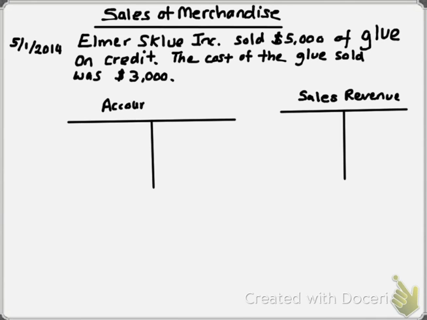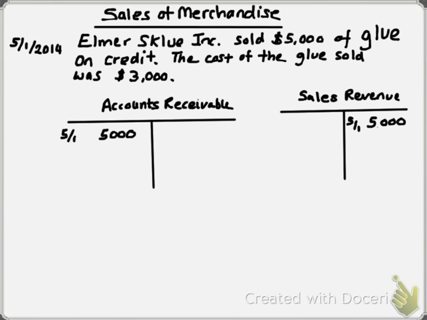The two accounts affected by this transaction are sales revenue and accounts receivable. Accounts receivable because we sold on credit. If it was sold for cash, it would be sales revenue and cash. We know that using the rules of debit and credit, when revenue increases, we're going to credit revenue, and when accounts receivable increases, we're going to debit accounts receivable. So your journal entry for this is debit accounts receivable, credit sales revenue on May 1st. Remember, that's only the first part of this transaction. There are two transactions, so that's transaction one.